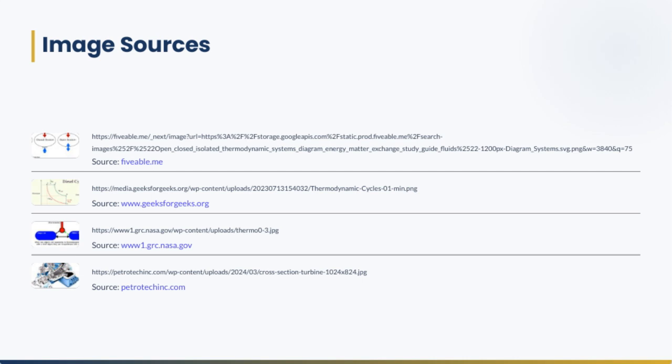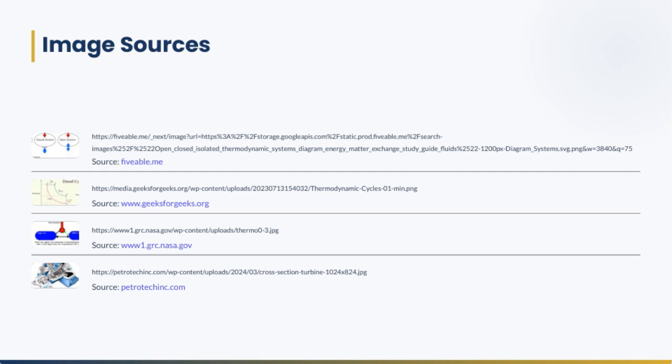Then, there's a diagram from Geeks for Geeks that illustrates various thermodynamic cycles, emphasizing how energy is transferred and transformed in different processes. Finally, from Fiveable, we see a diagram of open, closed, and isolated systems, which is essential for grasping how energy and matter interact within different types of systems.